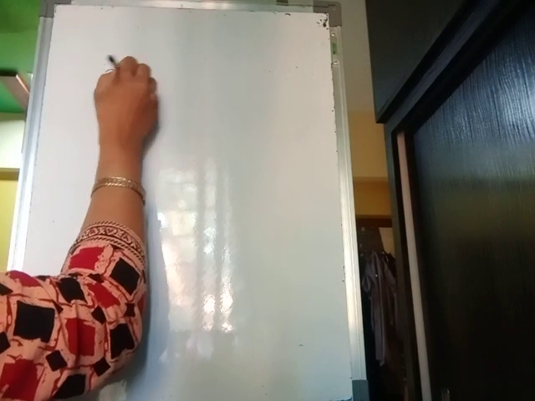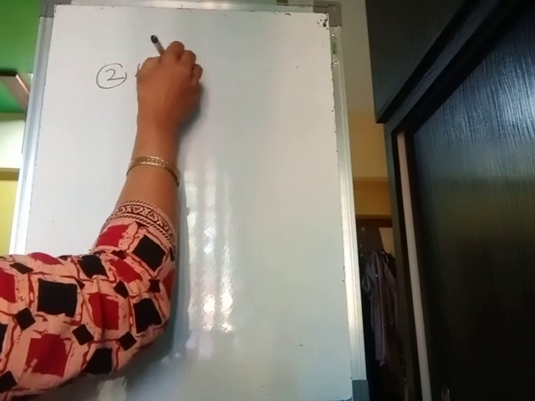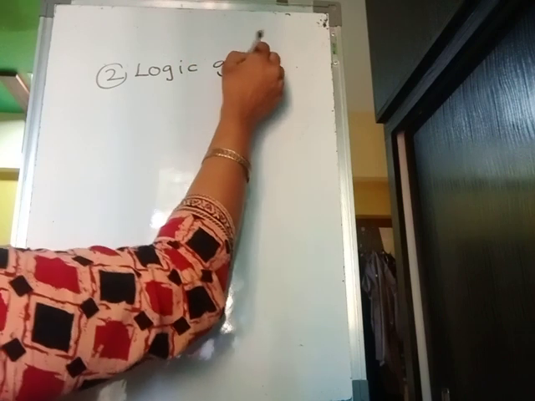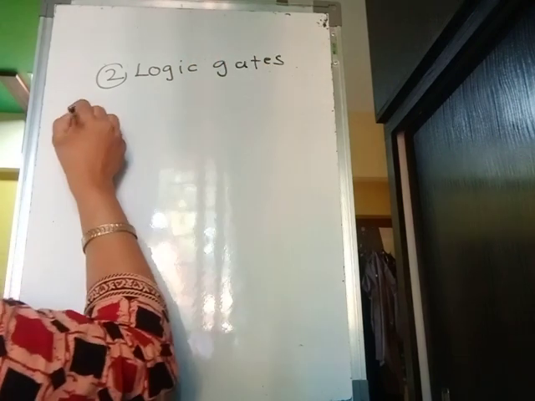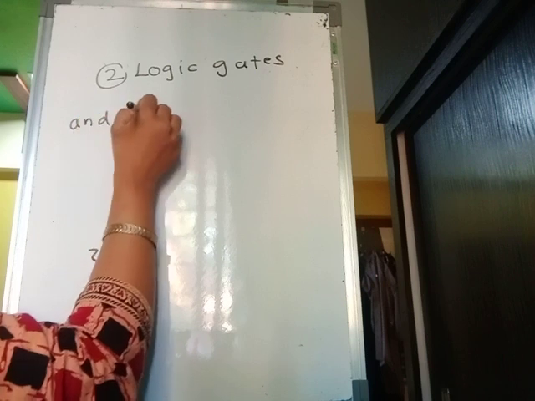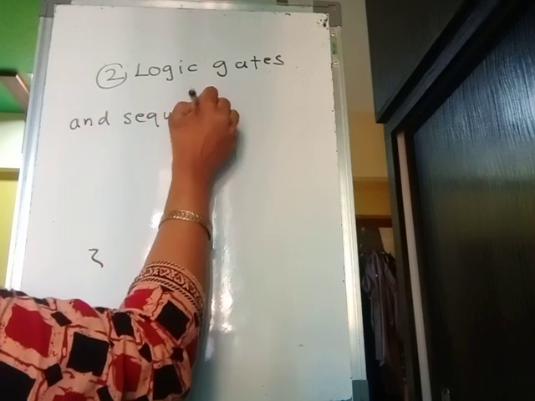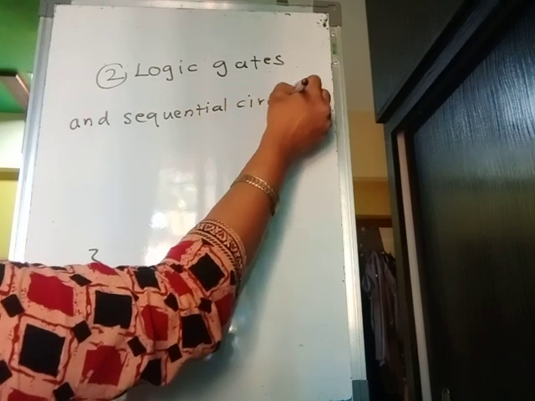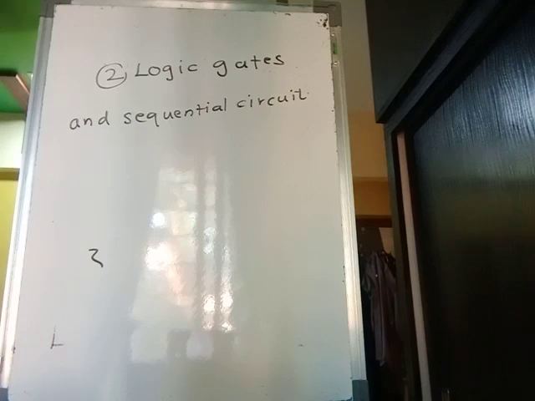So we will start now computer science paper 2 and we are going to start the second lesson, that is logic gates and sequential circuit. Logic gates and sequential circuit. Though you have different lessons, still I am going to start this lesson only.